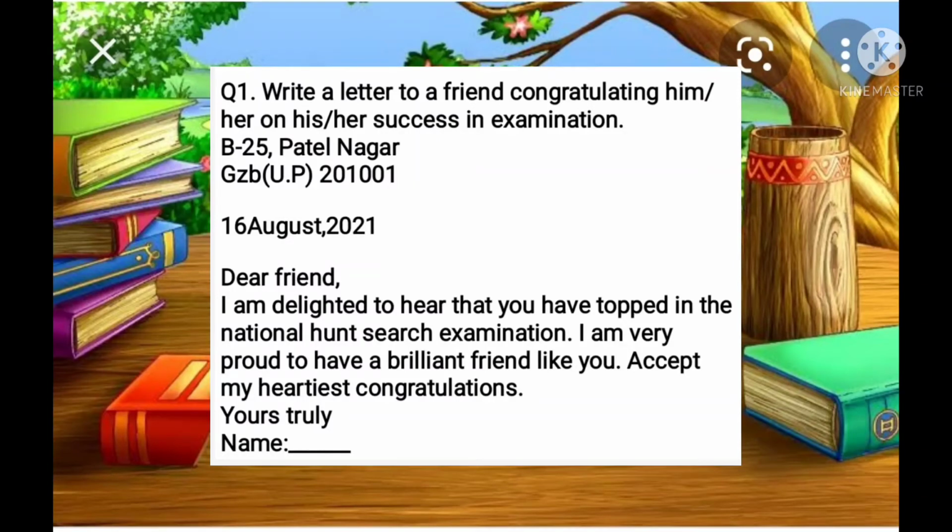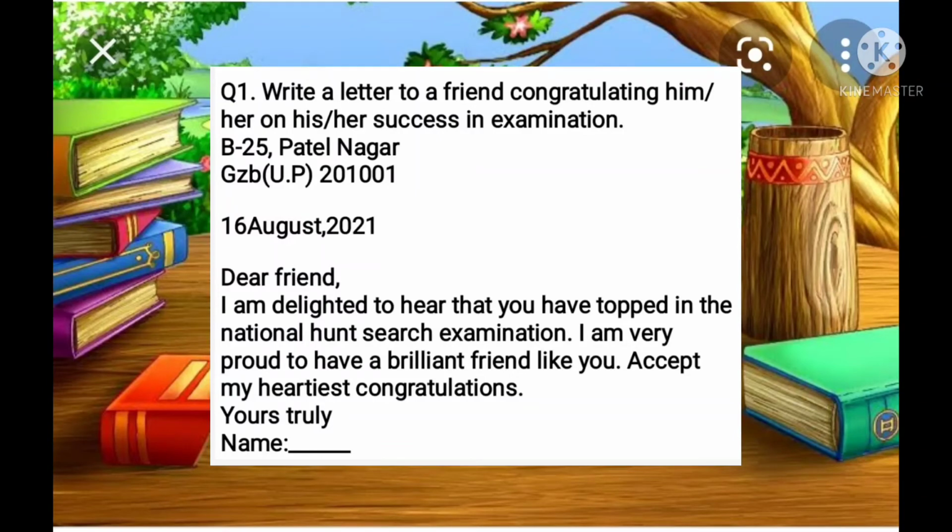Question number 1. Write a letter to a friend congratulating him or her on his or her success in examination. Here, the letter begins with the address of your house. For example, B25 Patil Nagar, Ghaziabad, UP, following the pin code, that is 201001. Here, you can write down your own address while writing the letter. Next, date. 16th August 2021. You can write down the same date on which you are writing the letter.